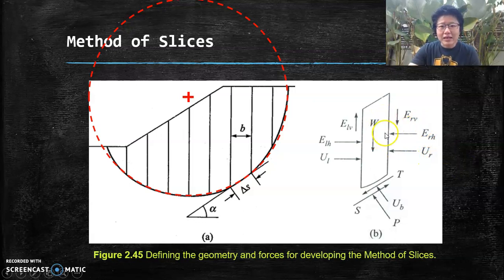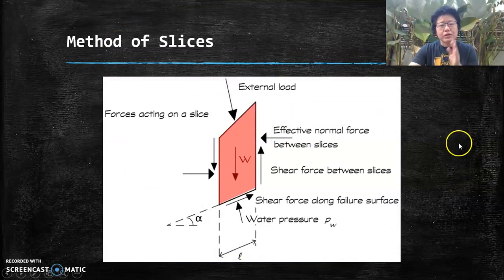And now let's look at an individual slice and the forces acting on it. Again, the self-weight of the soil, W, the load coming down from the top, the external load, and on each opposite side, the sides of your slice will have a normal force and a shear force. And at the base, if you have water pressure, if you have a groundwater table, then you have a situation of water pressure coming in, PW. And again, the resisting force is your shear force at the base of every individual slice, right?